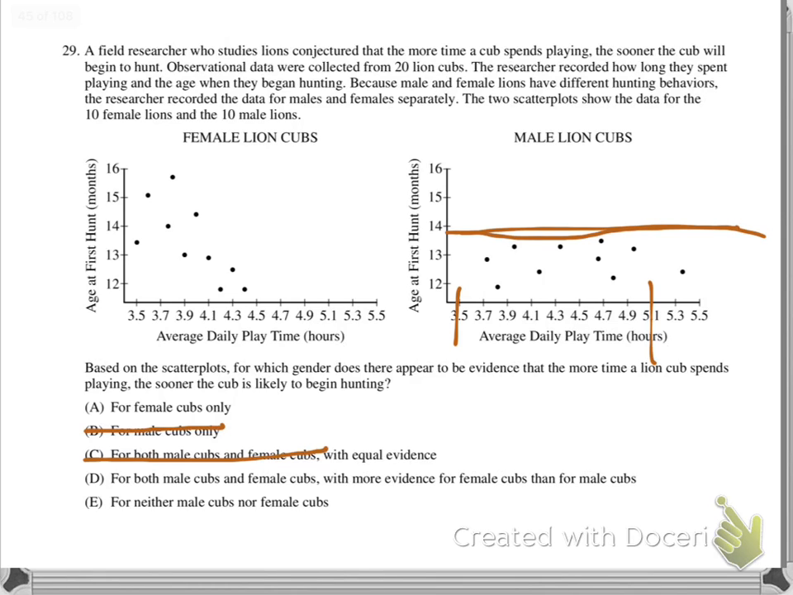So let's just go look here. But look at the females here. For 3.5 it is 13 and 3.7. See, there is evidence for the female, so the answer is A.